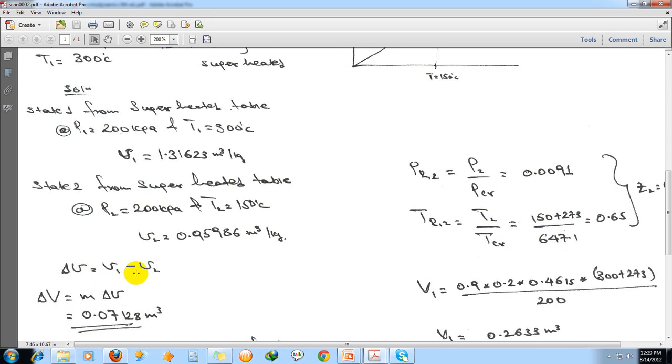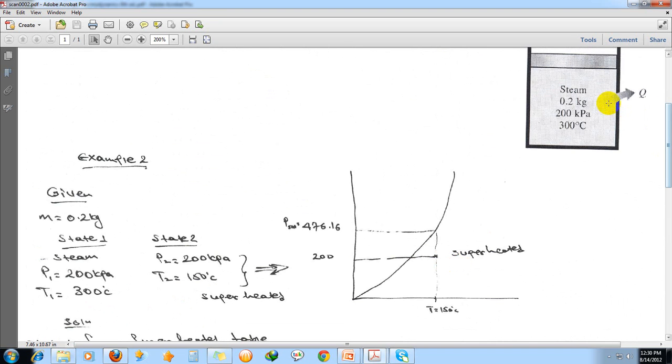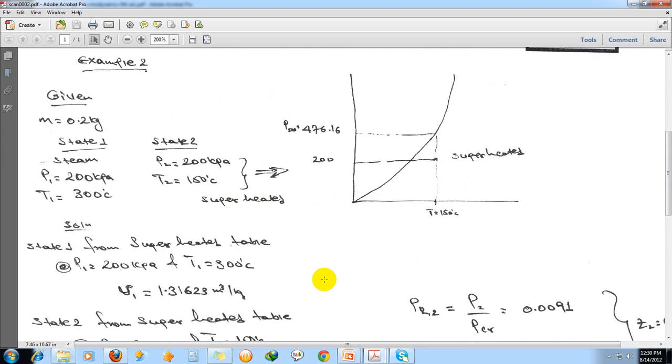Now we can determine the change in volume. Change in volume is equal to V1 minus V2. Okay, but these values are specific volume. To convert into volume, you have to multiply by mass, and the change in volume using the actual method is equal to 0.07128 meter cube. So this is the change in volume due to this heat loss from this piston cylinder device.